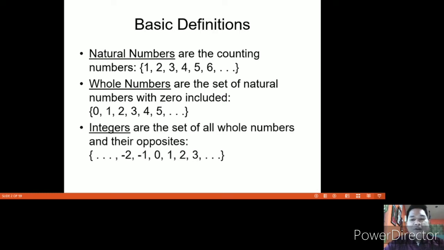Integers are the set of all whole numbers and their opposites. So we have here our whole numbers 0, 1, 2, 3, 4, 5. So the opposite of 0 is 0. The opposite of 1 is negative 1. So the opposite of 2 is negative 2. So these are the very important definitions.